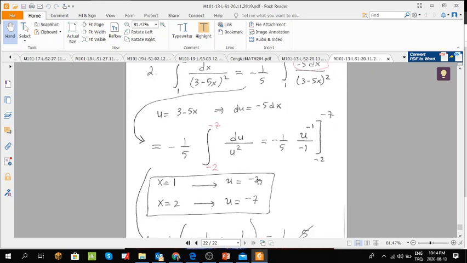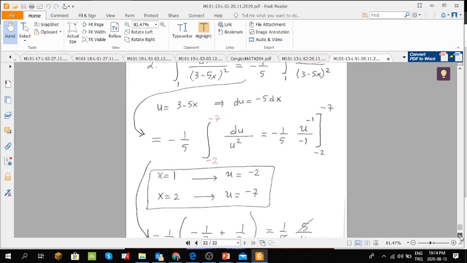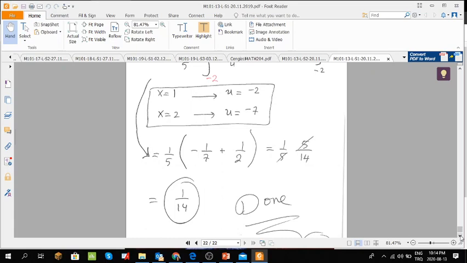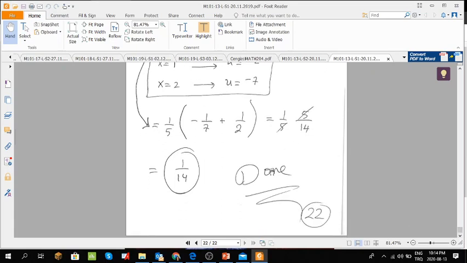Whenever x is 1, u is negative 2. Whenever x is 2, u is negative 7. And you put back in, you integrate of course, it's power rule, and you put in the values of u, and the answer is 1 over 14, and that's the final solution to this.